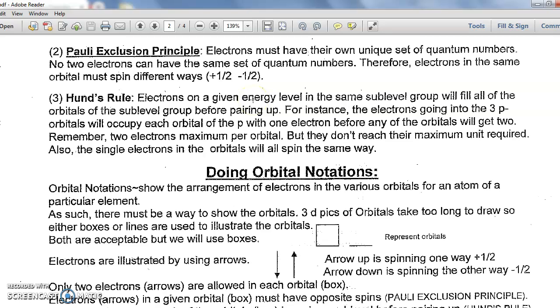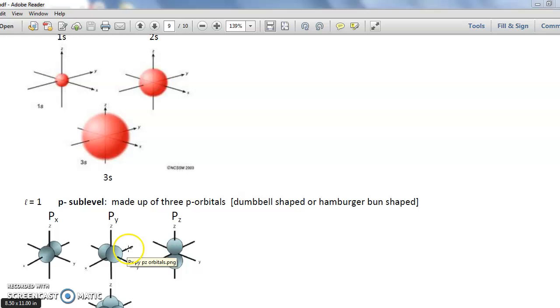Why would that be? Like, why would an electron be in each of the p's before they double them up? Here's our 3p orbitals. What Hund's rule says is an electron will be in the px, and then the next electron will be in the py, the third electron would be in the pz before 2 go in here. So electrons do not get paired up till each orbital of the sublevels that have more than 1 orbital have 1 in them. And think about it, just makes sense.